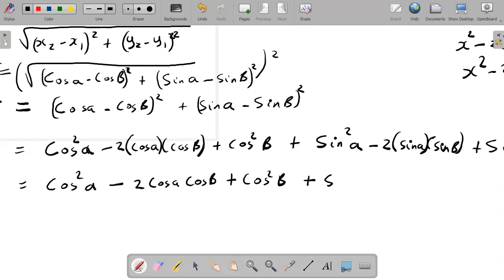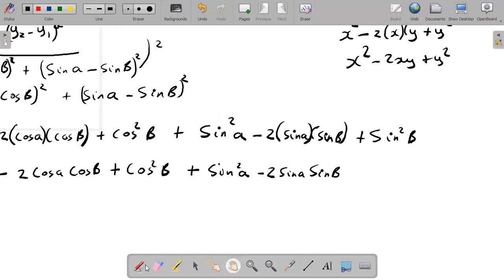Plus sine squared alpha minus 2 sine alpha sine beta, right? Plus sine squared beta. So this is what we have, right?